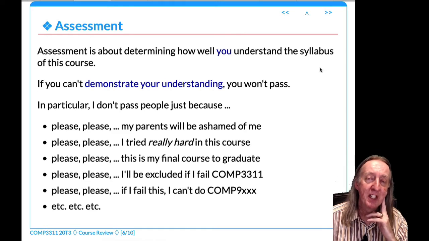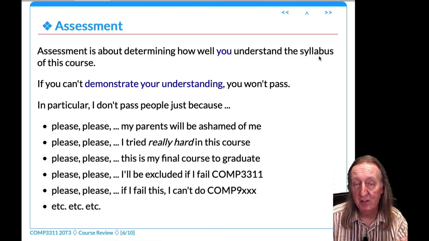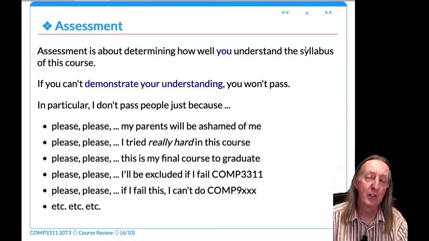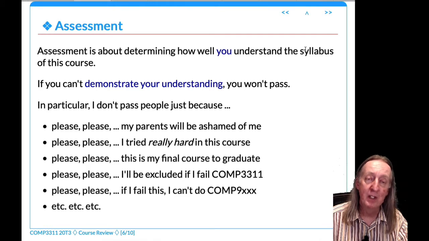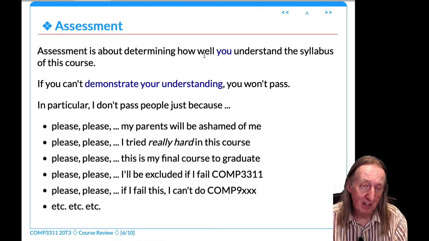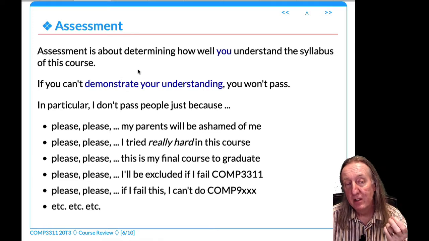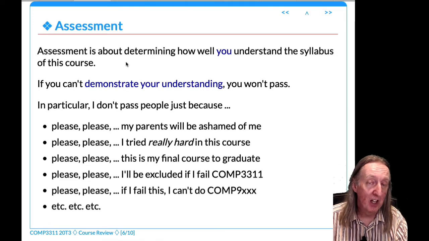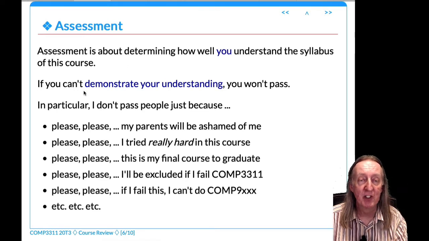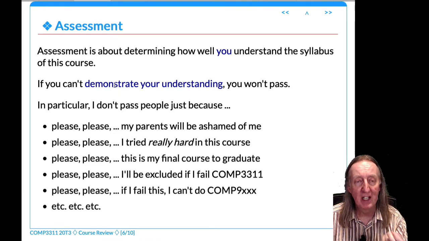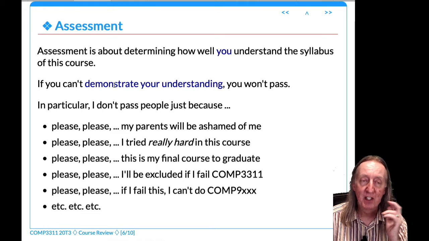Alright, so what do we do? Assessment. Well, we need to work out how well you understand the content of the course. And in some sense, we're certifying you. We're saying, yes, this student has completed this course and they have a 90% understanding of the content. To give me a basis for assigning a mark like that, you need to demonstrate to me through the assignments, through the exam and so on, that you actually do understand stuff. If you can't demonstrate that you understand stuff, you don't pass the course.